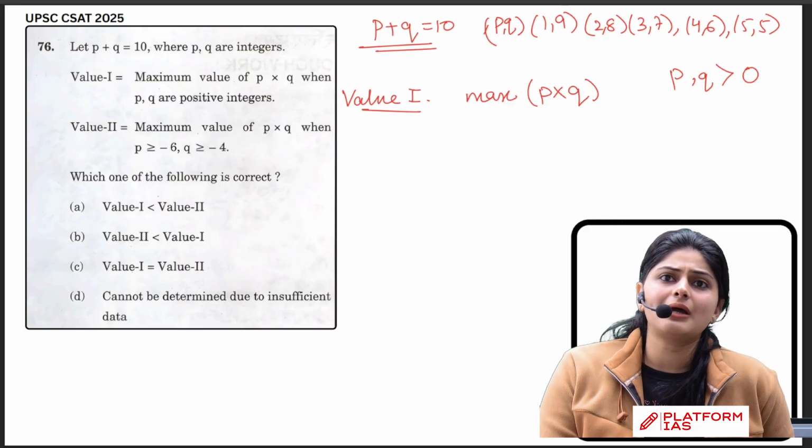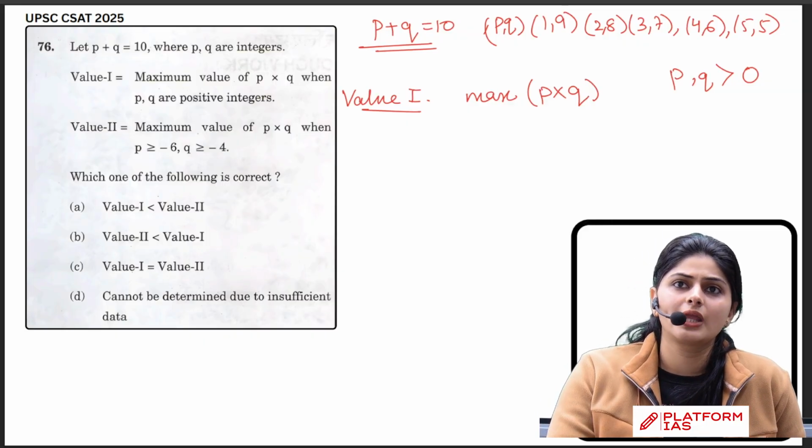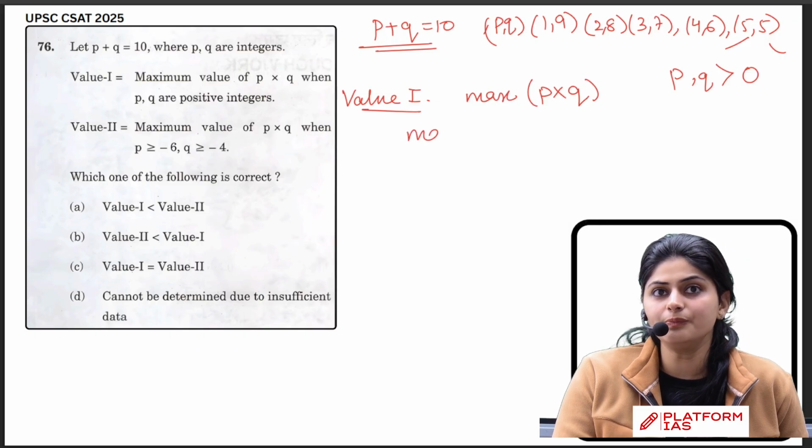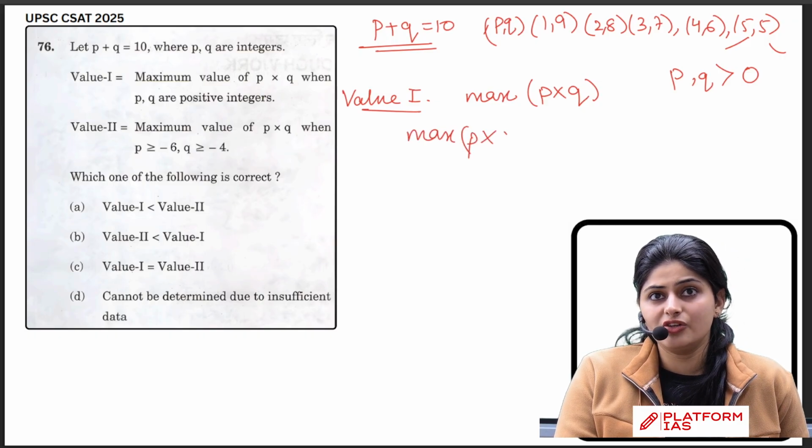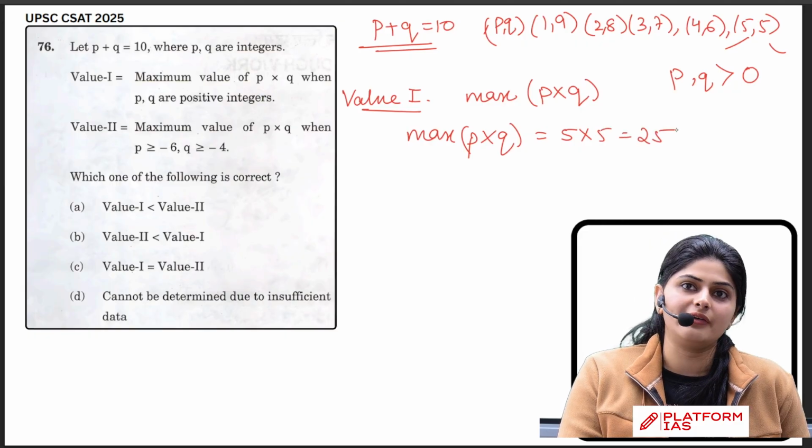Now what is the maximum value of p times q? If p is 5 and q is 5, it will give me the maximum value. So the maximum value of p times q will be 5 times 5, that is 25.